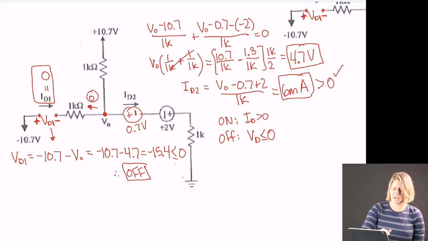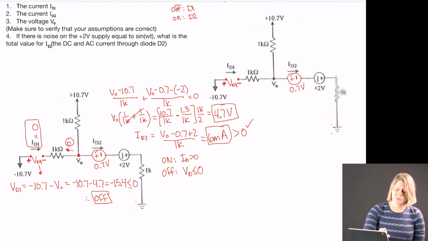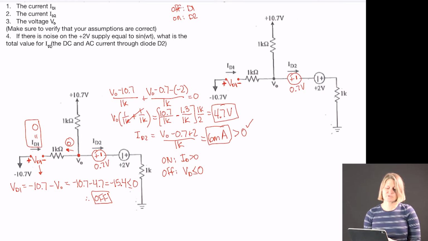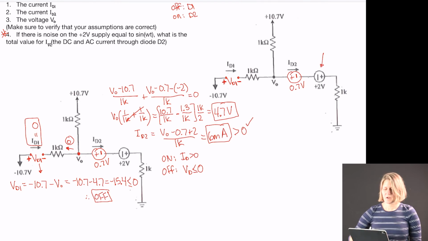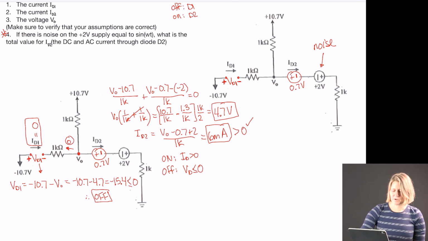Solve for the AC. So this is the question: if there's noise on that 2-volt supply of sine omega t, then what is the total value for ID2? So ID2 total will be your DC plus your AC. So we're going to replace this circuit with the AC model.